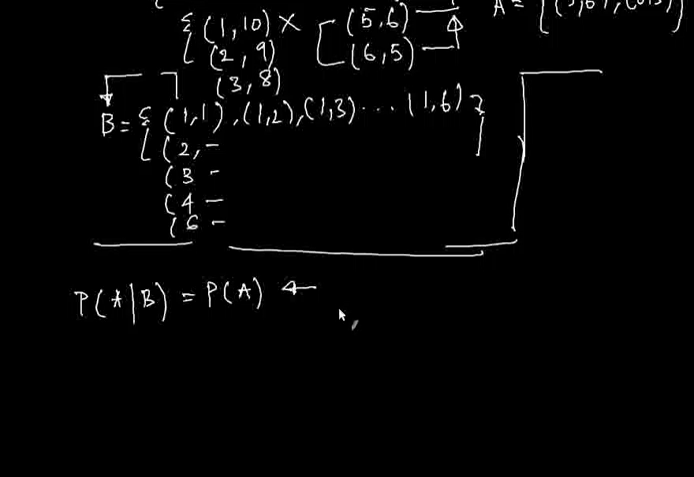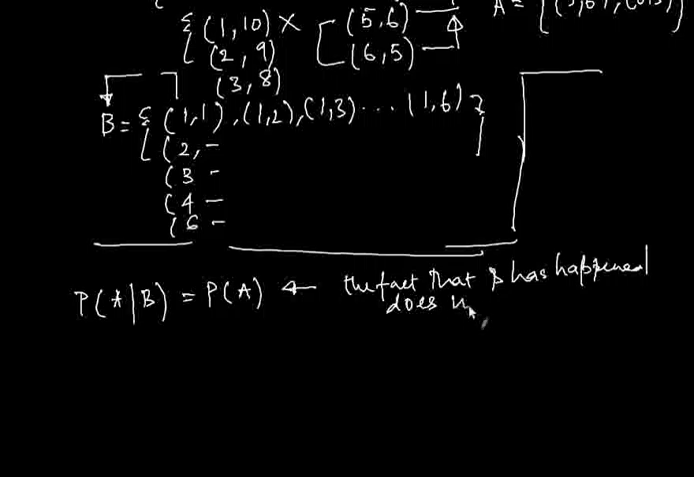If A and B are independent, then the fact that B has happened, so let me just write this down, the fact that B has happened does not affect the probability of A happening. So A is just as likely or unlikely to happen irrespective of whether B has happened. So that's when they are independent.